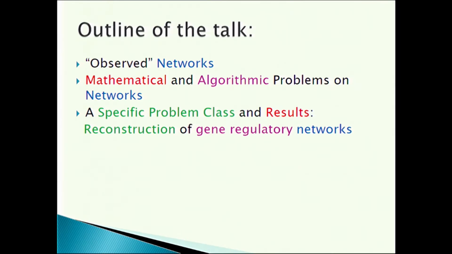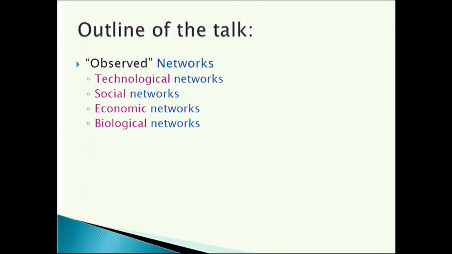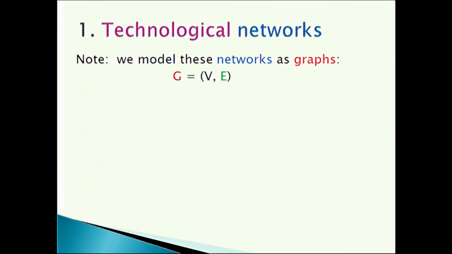So I'll talk about the observed networks, then I'm going to talk about five different classes of mathematical and algorithmic problems on these networks. Much of it has to do with data science, and then I'm going to focus on one class of problems. So the observed networks, as I said, we have a whole host of them, so let me tell you a little bit about them.